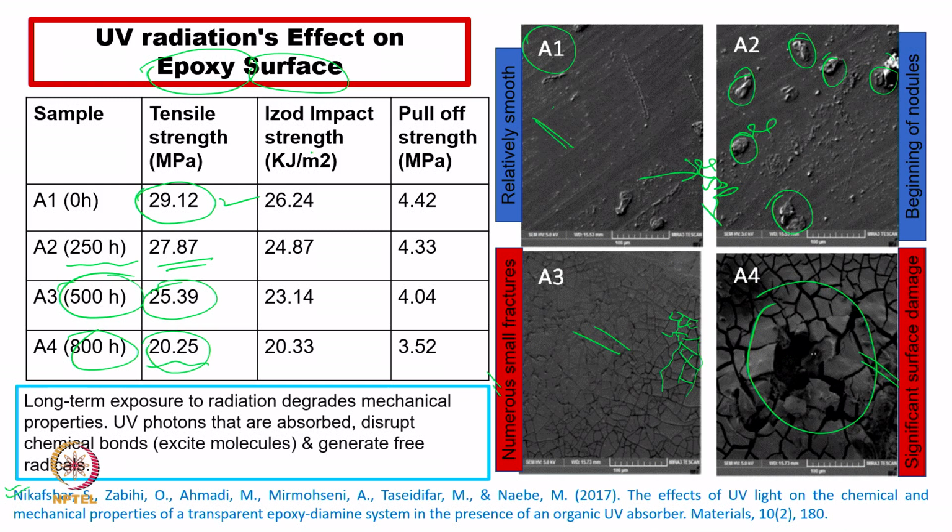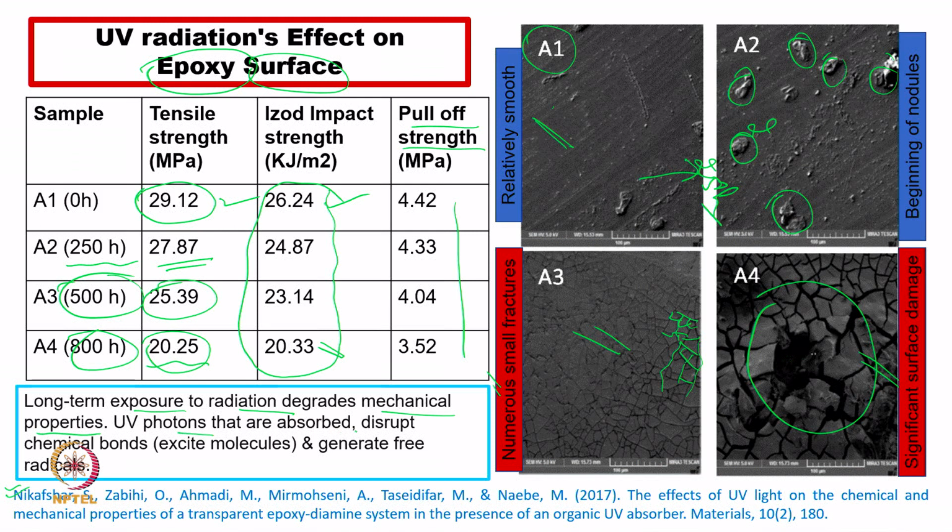Now, in this case toughness, which is again a core related property, we are able to see the toughness initially was around 26.24 while it has come down to roughly 20. So, this is core related, and what we showed earlier is surface related, and then the pull off strength, and sometimes we use the word shear strength also, that also comes down. So, all the properties are reducing with time because of the exposure of the epoxy to the radiation. So, what we can mention here is that long term exposure to radiation degrades the mechanical properties of epoxy.